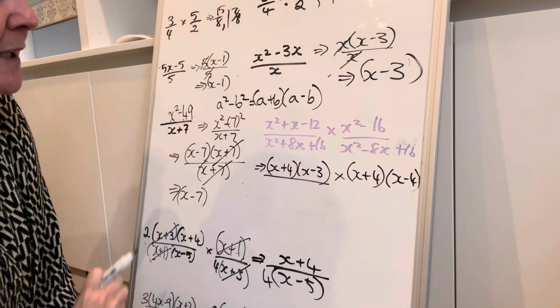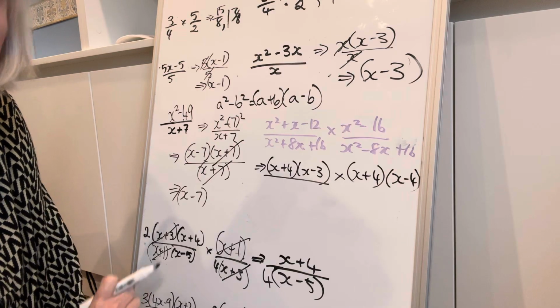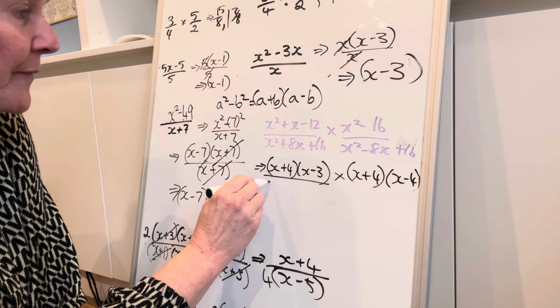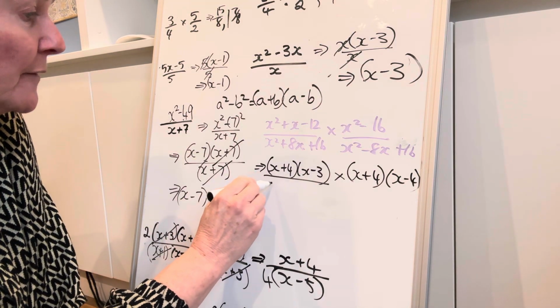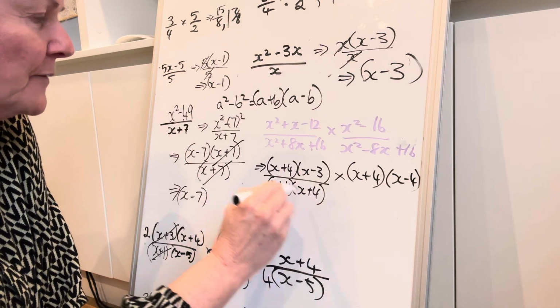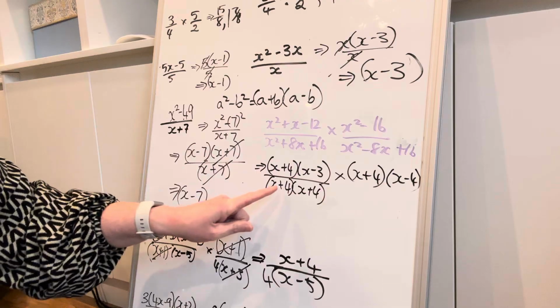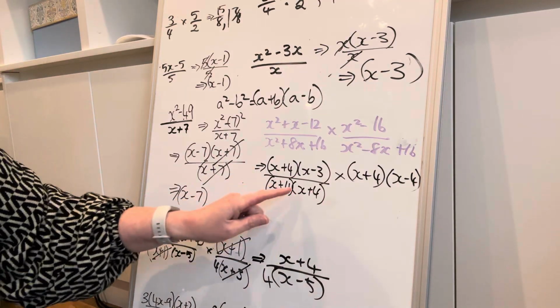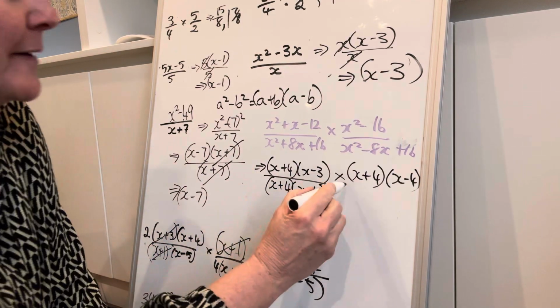Two numbers that multiply together to give 16 and add together to give 8. So I think a pair of 4s will be good. X plus 4, x plus 4, x plus 4 squared. 4 times 4 is 16. 4x plus 4x is 8x. Okay, last one.